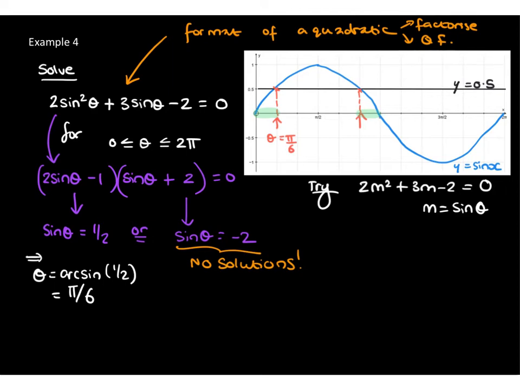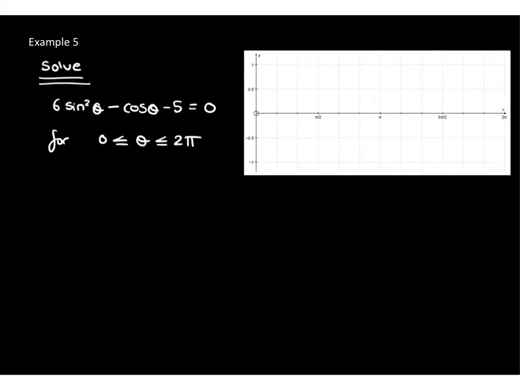theta equals pi minus pi by 6, so an answer of 5 pi by 6. So theta equals pi by 6 and theta equals 5 pi by 6 are our 2 answers between 0 and 2 pi. Now, next example, another classic question here.